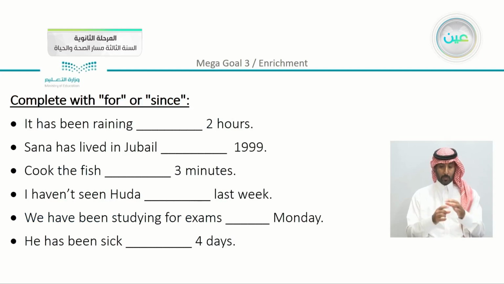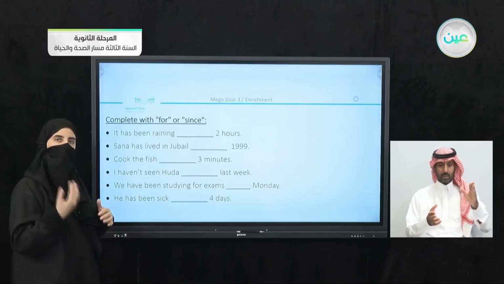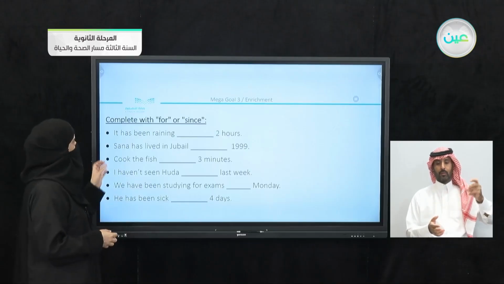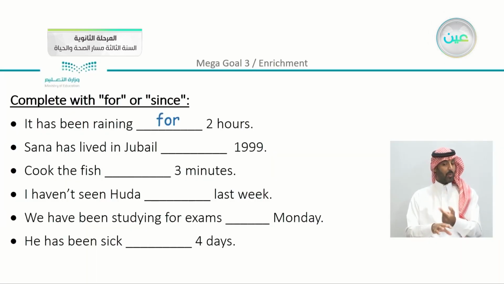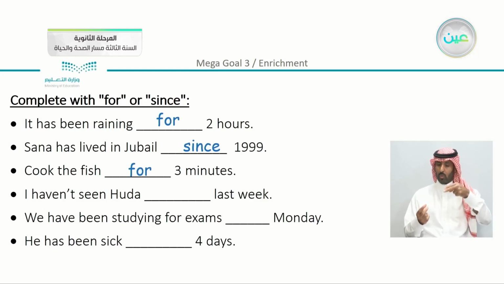Now this is an easy exercise here just to apply either for or since. So we have here, it has been raining 2 hours, numbered. So we have here for 2 hours. In the second sentence, Sana has lived in Jubail 1999, a period, so it's going to be since. Cook the fish, counted 3 minutes, so we have here for. I haven't seen Huda last week, so we have here a period, since last week.